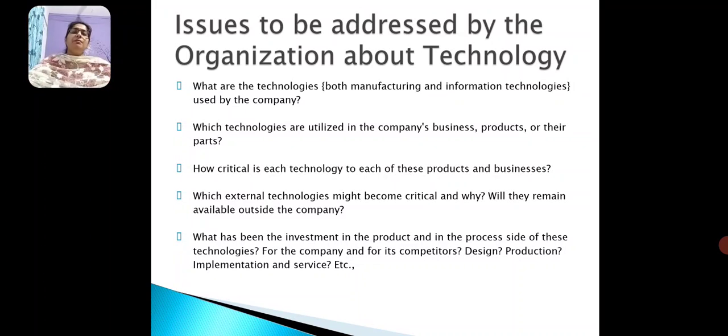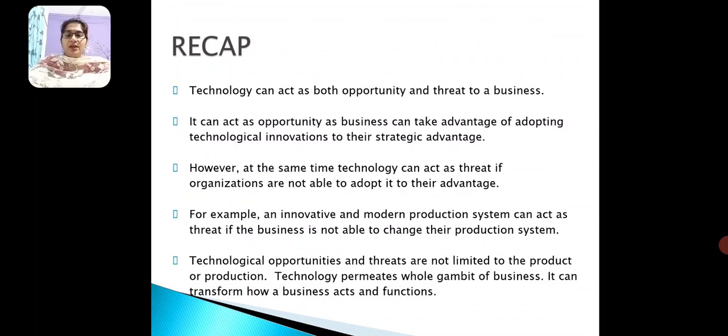So all those elements I have to keep, I have to look what is the present technology I have, what are the probable technologies I can adapt, how important it is. Then again I was talking about the investment aspect, the risk aspect of the investment, then the approval by the government. So these are all the important issues that I have to address when I am talking about the technology.